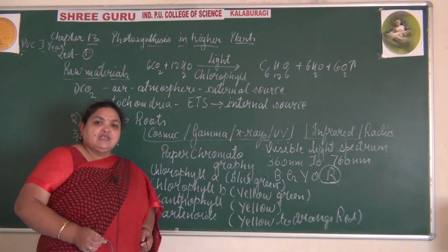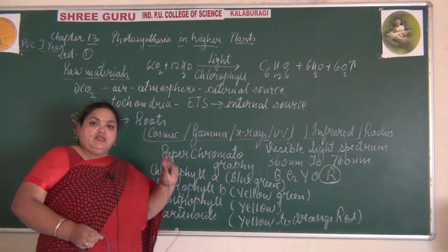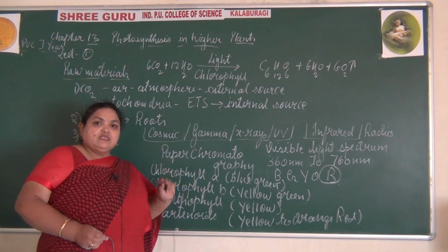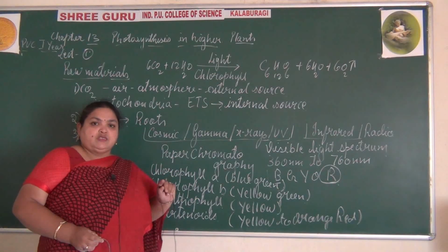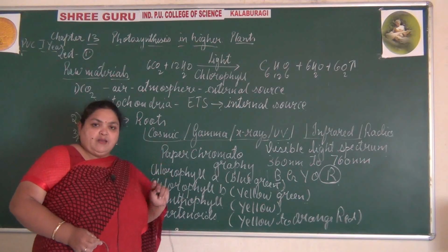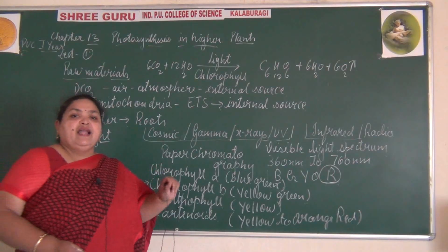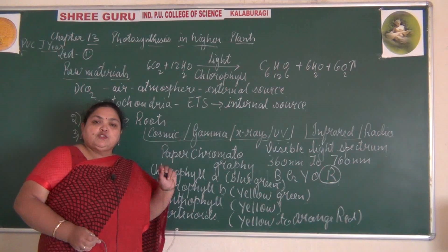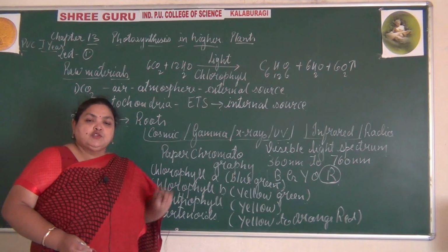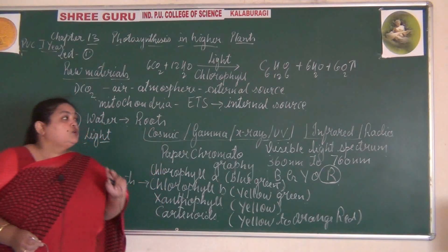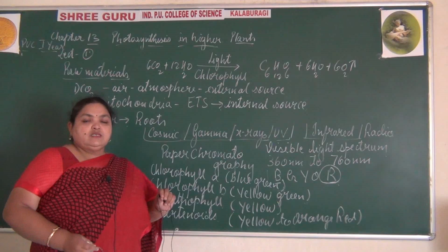So in today's class, there are 2 questions regarding this topic. What is the definition of photosynthesis? It is for 1 mark. You have to define the process of photosynthesis and write the equation. So it can be asked for 1 mark or for 2 marks. So this is the first question in photosynthesis, that is, define photosynthesis.